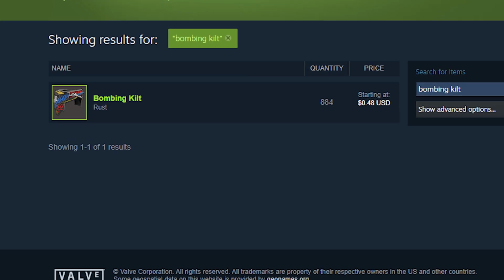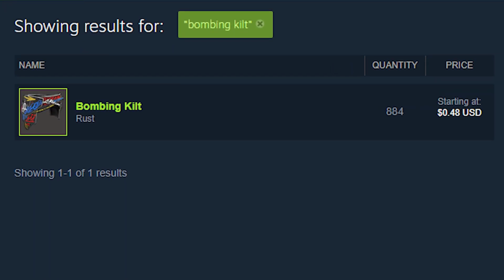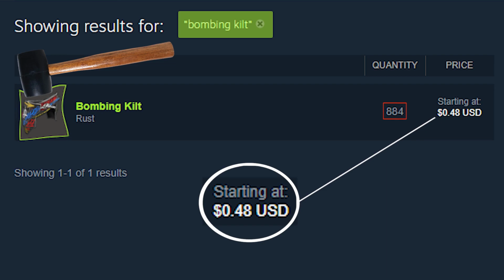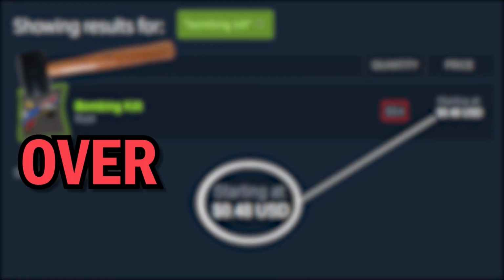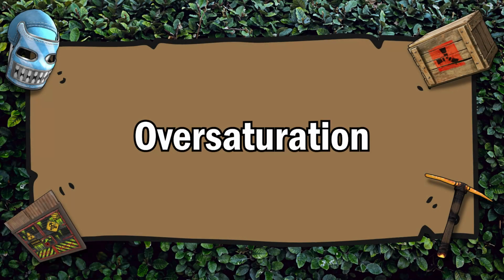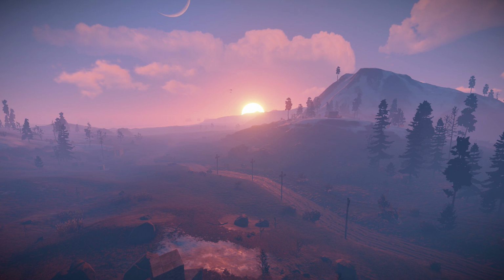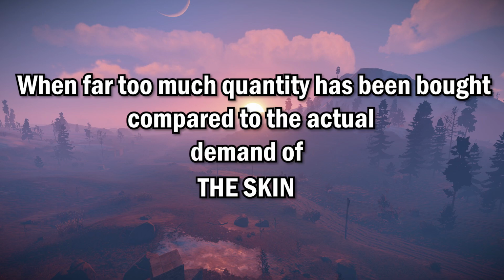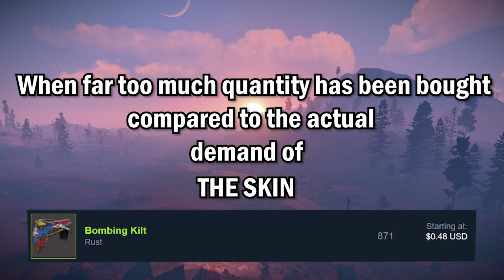So for example, let's look at the Bombing Road Sign kilt. This was the first creator skin I saw to have over 1,000 listings at once, and it suffered greatly. Far too many were bought in excess, and it still shows that effect today. What you see here is oversaturation. Oversaturation with Rust skins is basically when far too much quantity has been bought compared to the actual demand of the skin. This is exactly what happened with the bombing kilt, so sit back because we're going to learn what happened to it and see the result.